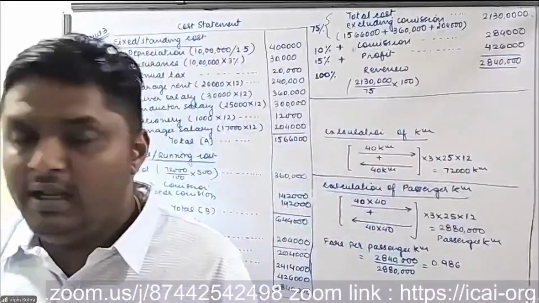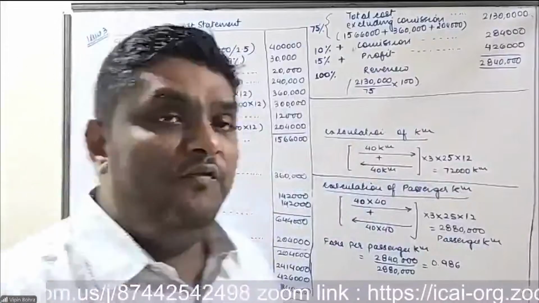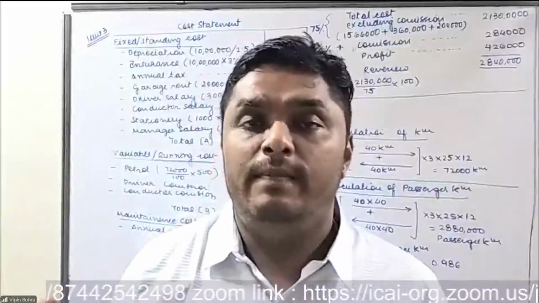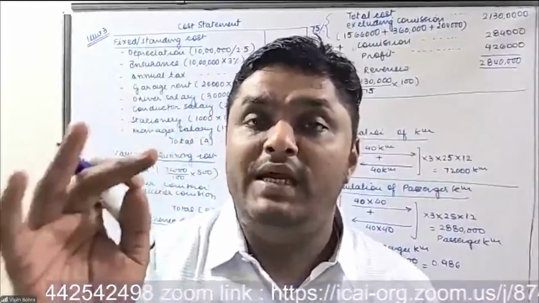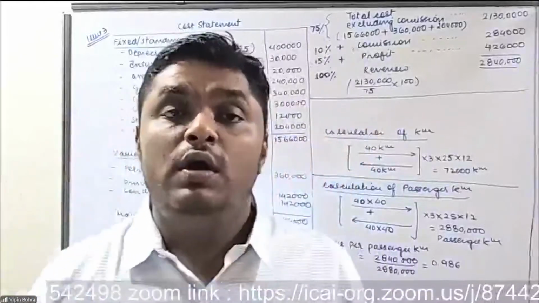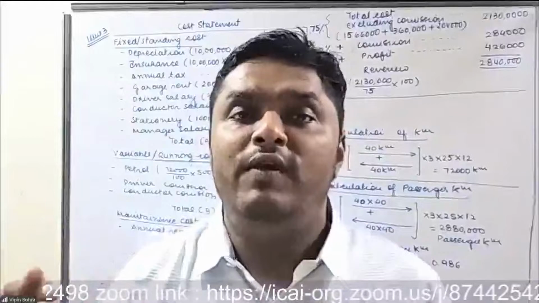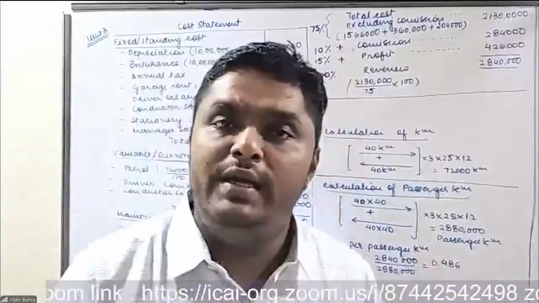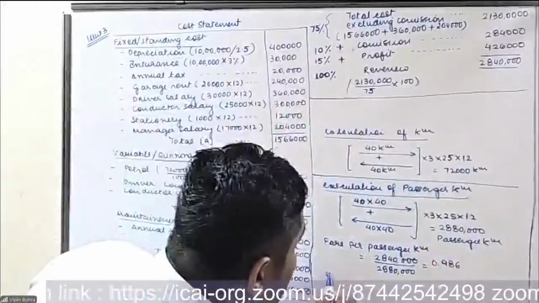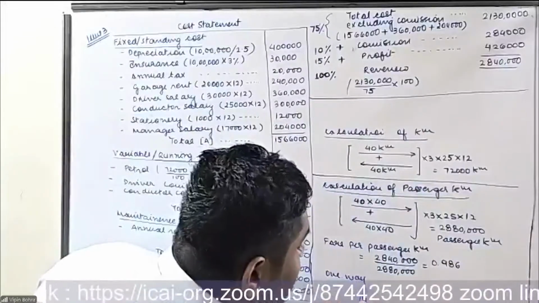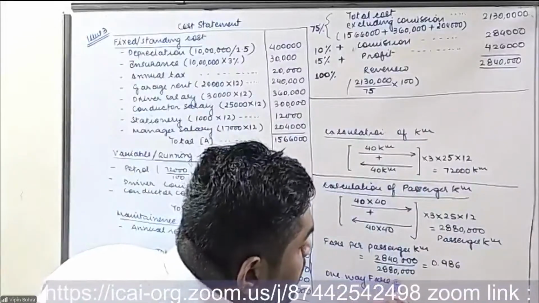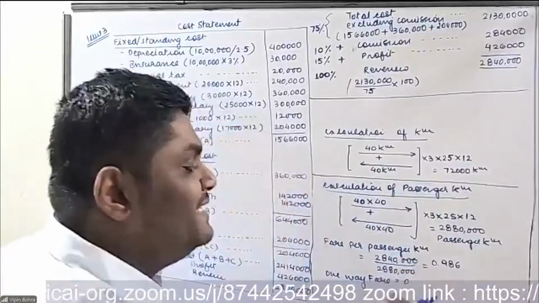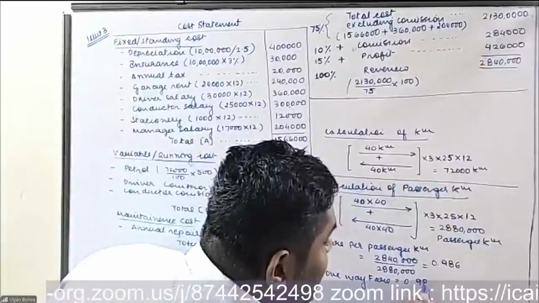If you guys have any doubts, please post. Further, if the question is asking you to calculate the one-way fare, very simple, guys. I repeat again, if the question is asking you to calculate the one-way fare, per passenger per kilometer it is 0.986.